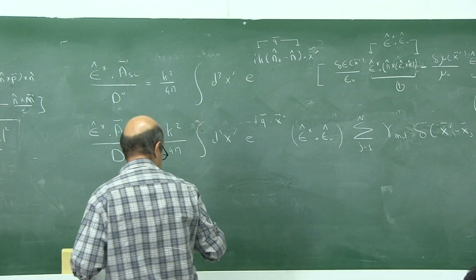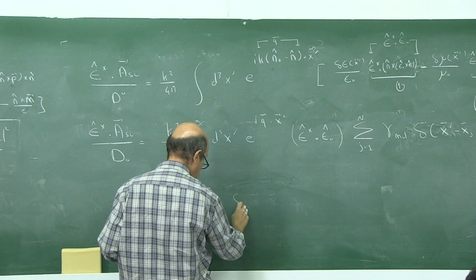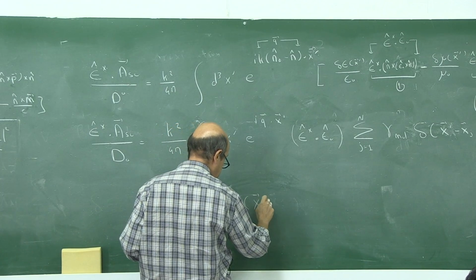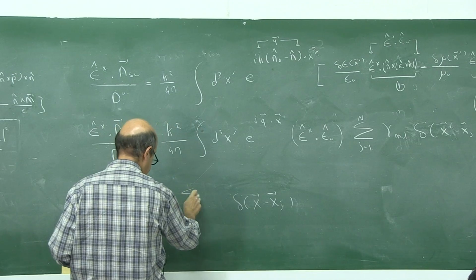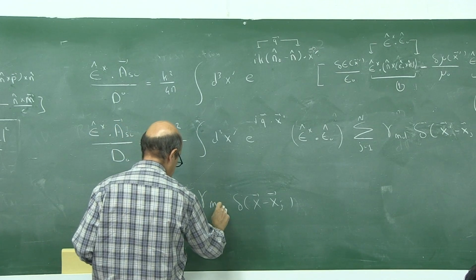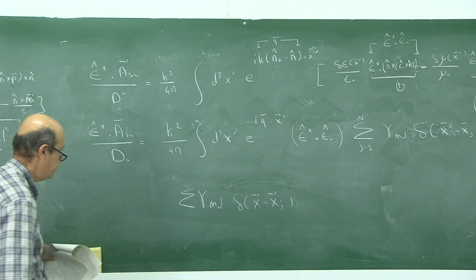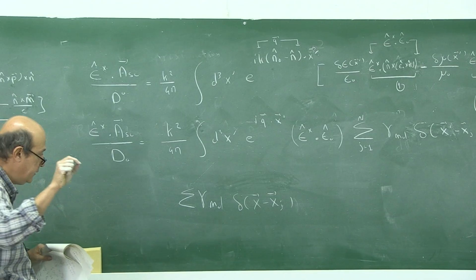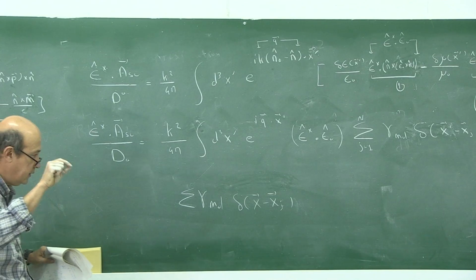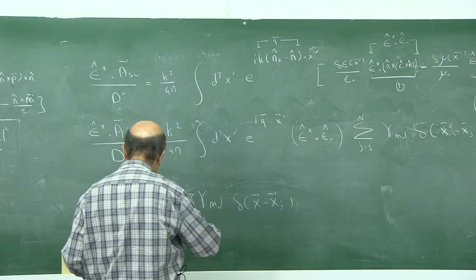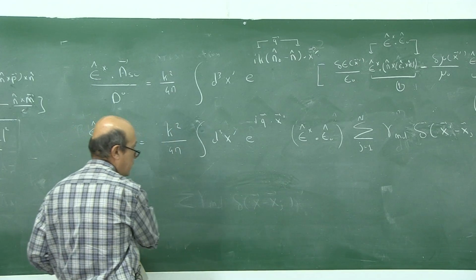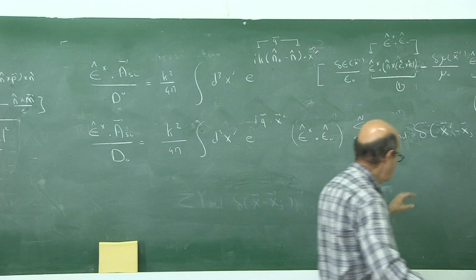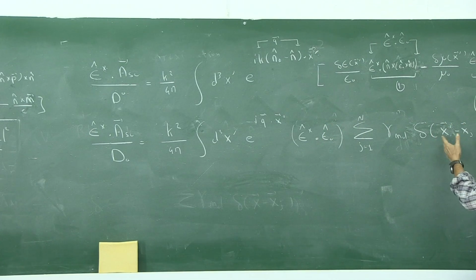So basically we distribute these dipoles as single delta functions at discrete points. At each discrete point you have some distribution of the electric dipoles. So the distribution of the electric dipoles is represented in terms of delta functions.